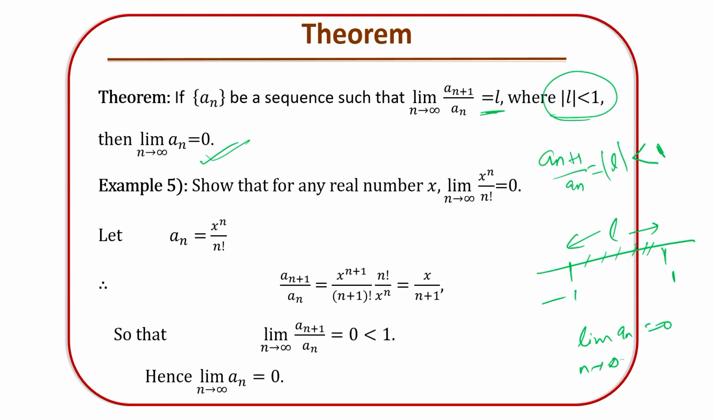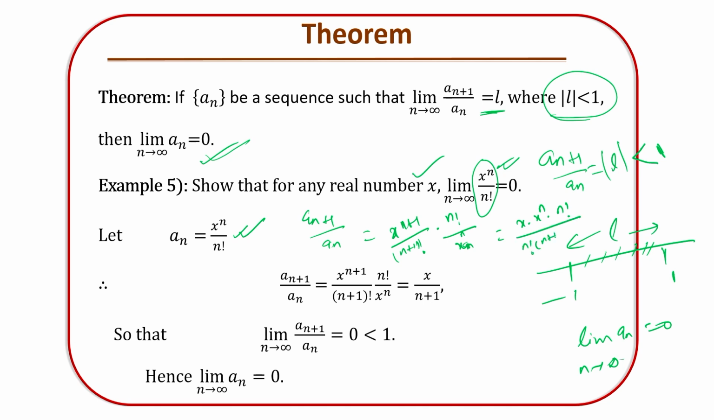the limit of an is going to be 0, right. So now I am going to use it directly in a problem, so that for any real number x, the limit of x^n divided by factorial n is going to be 0, right. So here what is an? An is given, an is x power n by factorial n. Now calculate an plus 1 by an, and an plus 1 by an is equal to, so now calculate it, x^(n+1) divided by factorial (n+1) divided by x^n by factorial n, right, and that means x into x^n factorial n divided by factorial n into n plus 1 into x^n.